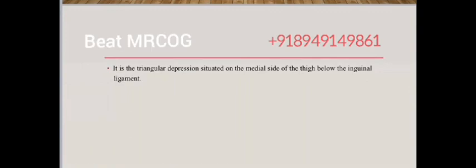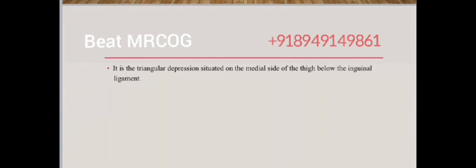It is a triangular depression situated on the medial side of the thigh below the inguinal ligament. As you all already know about the hip bone, the hip bone consists of three parts: the ilium, ischium, and pubis. And below the pubis is the inguinal ligament. Can anybody tell me the inguinal ligament is a continuation of which muscle? The inguinal ligament is a continuation of the external oblique muscle that is present in the abdomen.